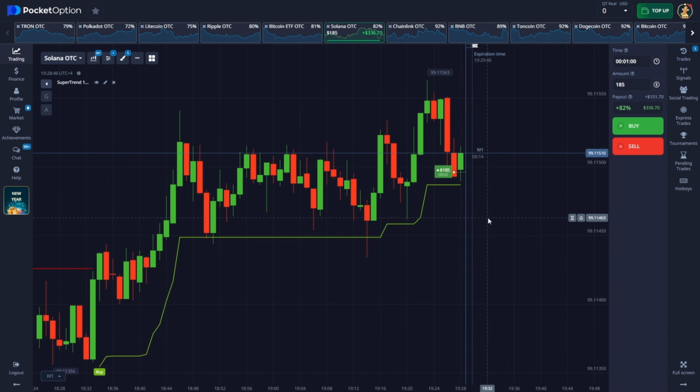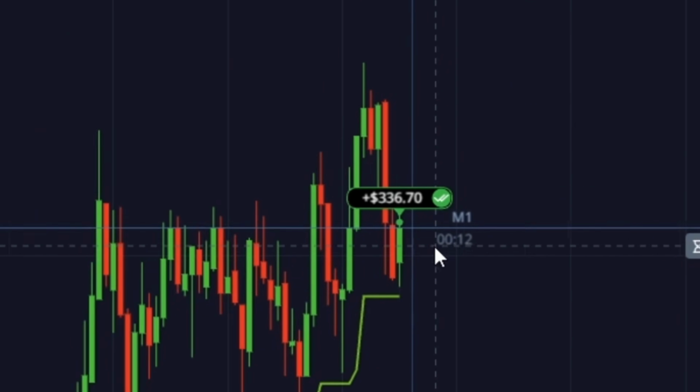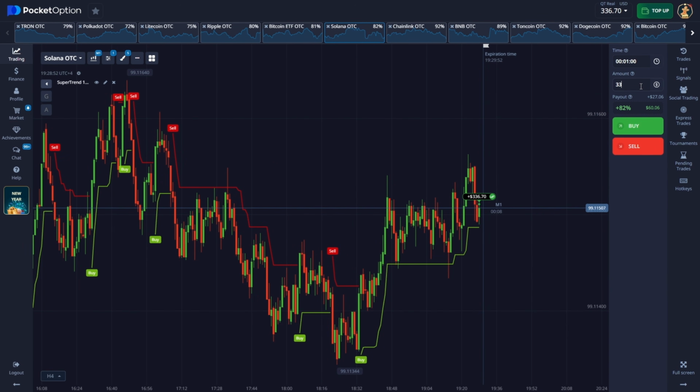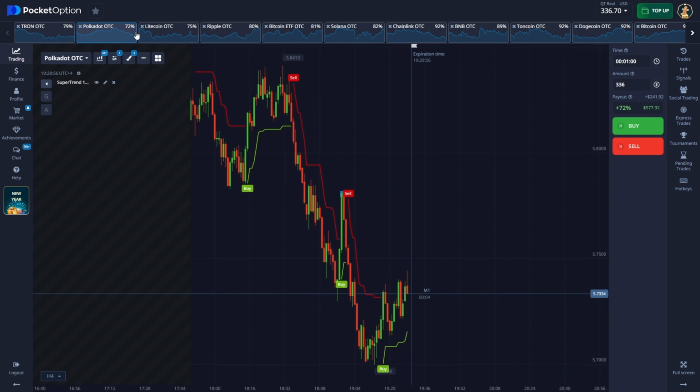Only a few seconds left and it looks like a good win. Yes, I won my second trade. Now my balance has increased to $336. Let's find a trade for $336.